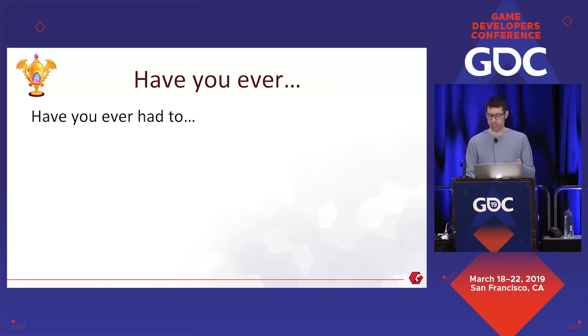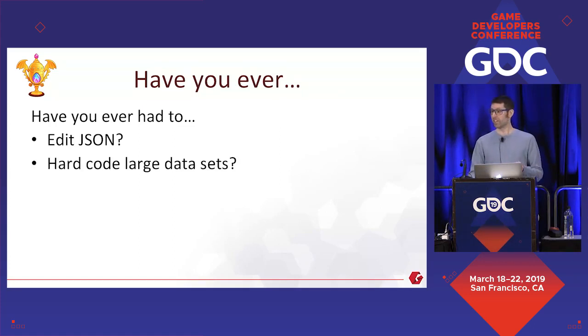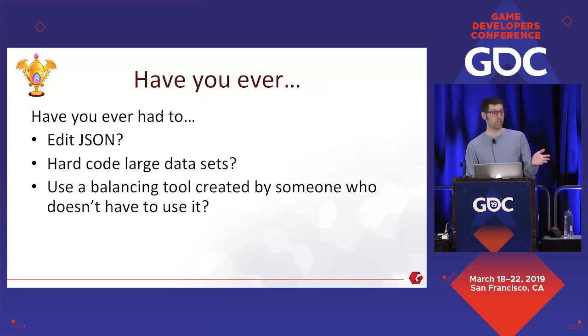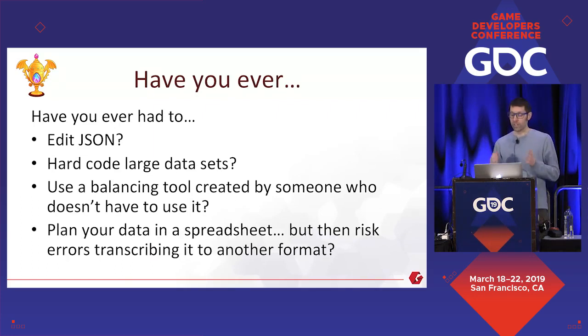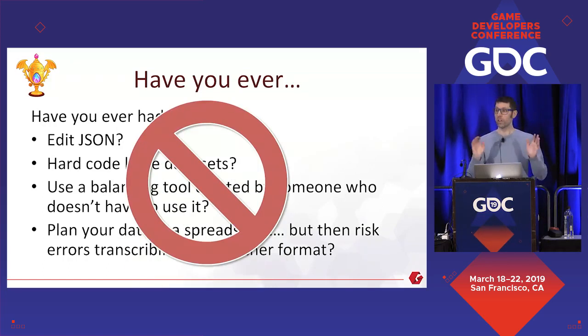So as a designer, have you ever had to edit JSON? Hard code large data sets? Maybe use a balancing tool made by someone who didn't have to use it themselves? Or plan your data in a spreadsheet and then risk errors when you're transcribing that into whatever format your game needed? Yuck. As a designer, you shouldn't have to do any of these things.